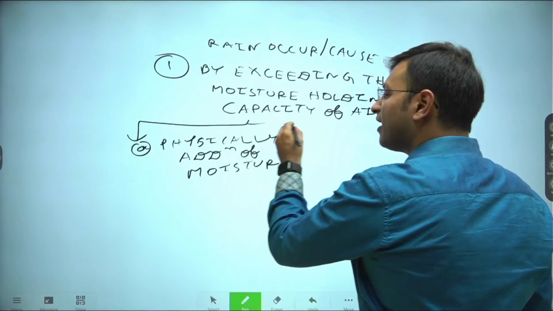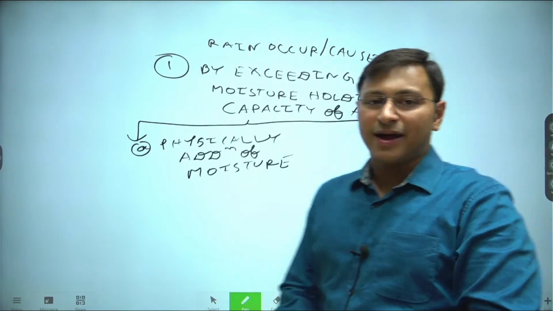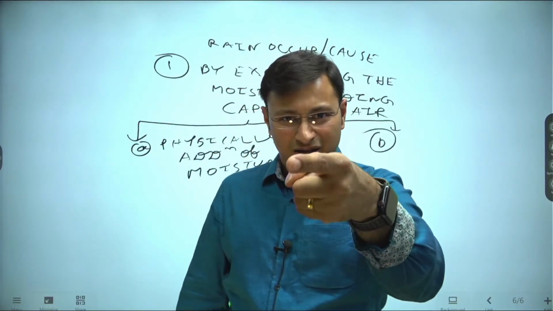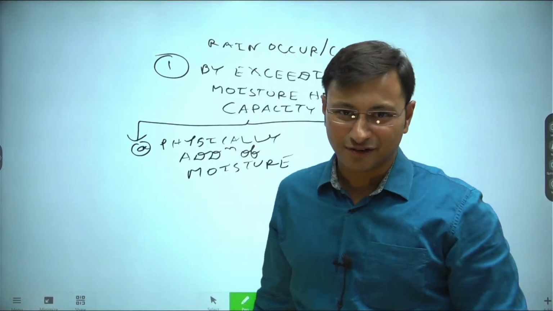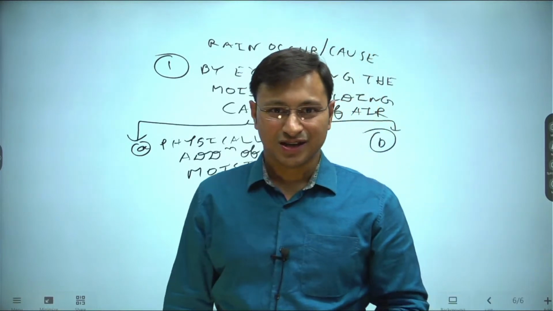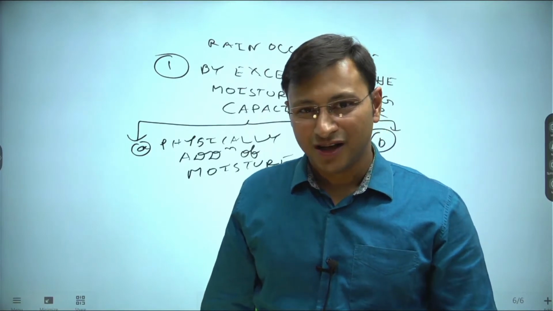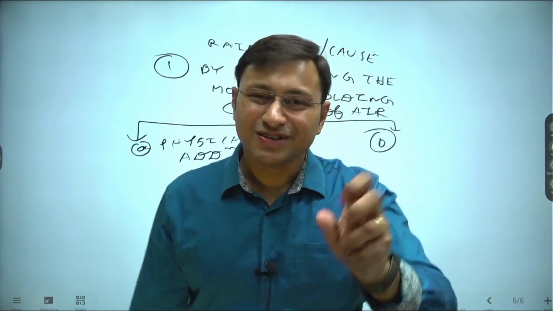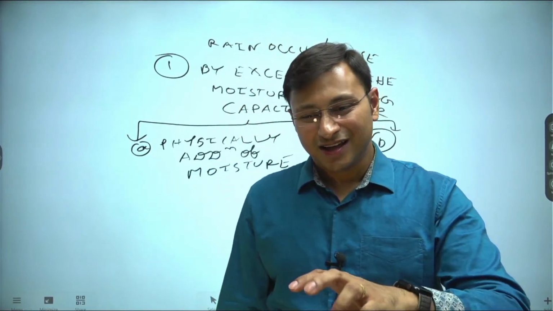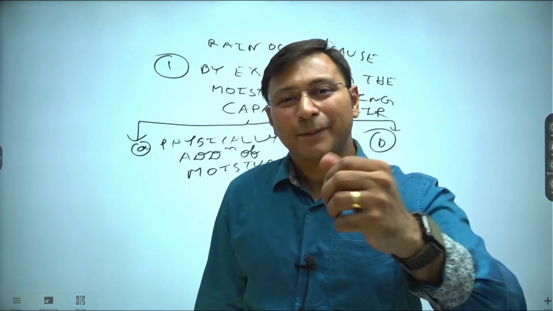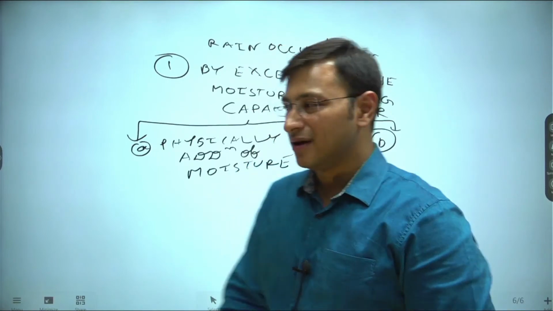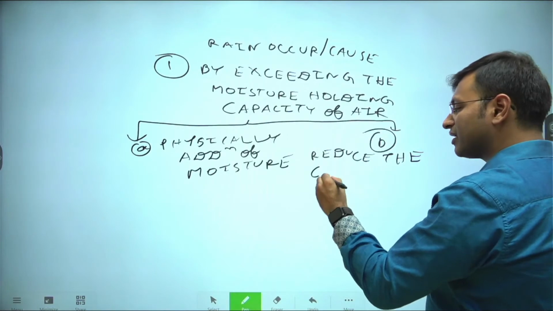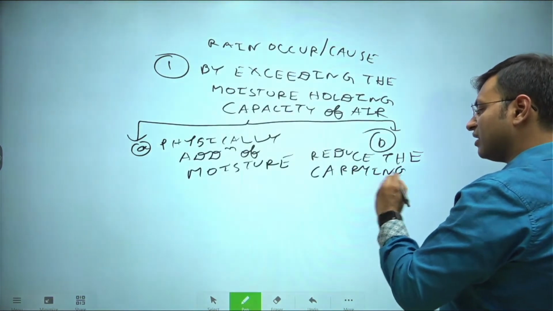Or number two, how can you have rainfall? My cup's capacity was 500 ml. I have physically added moisture beyond 500 ml. So I've added 600 ml, and the extra 100 ml is coming down as rainfall. That is the physical addition of moisture. And number two, instead of physically adding moisture, I want rainfall, so I will do something reverse, the Indian way called jugaad. Instead of physically adding moisture, we will try to reduce the carrying capacity of the air pocket, the cup. So number two, you can reduce the carrying capacity of air.